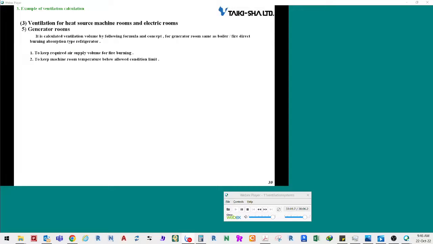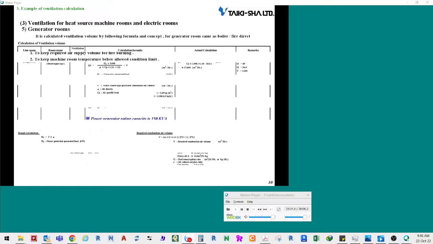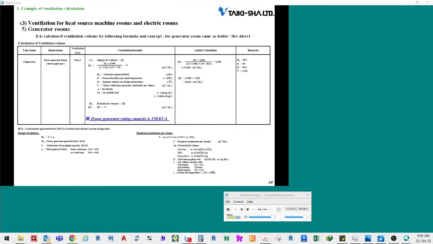Generator rooms. If you calculate the ventilation air quantity for generator rooms, in the same way as calculating that for rooms with burning appliances including boilers, consider the following points. Let's calculate the supply air rate using calculation formula A. Numeric values used in the calculation are those within the yellow frame.